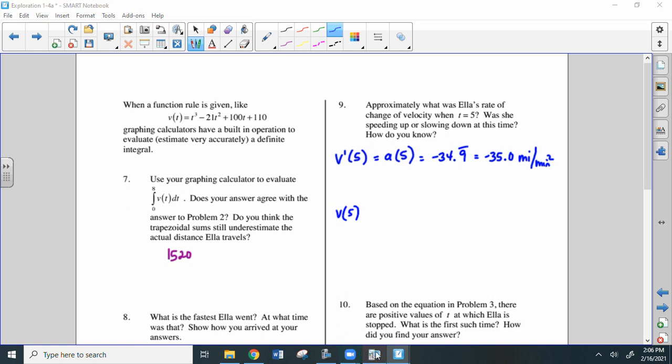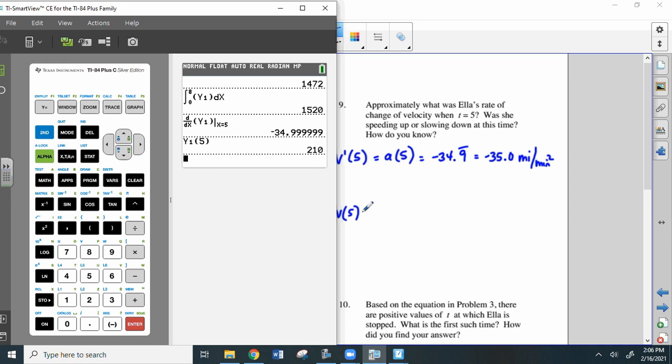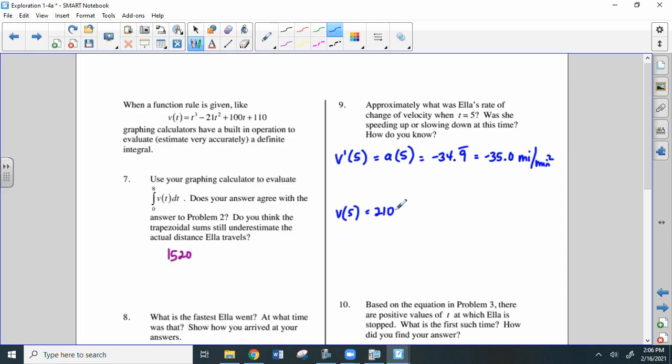So my calculator, how do I just find the velocity at time 5? Well, then I literally just need to plug 5 into y1, right? And that is 210, and that would be miles per minute if we're keeping up with our units. All right, so her acceleration is negative 35 miles per minute squared, and her velocity is 210 miles per minute. Well, remember, you're comparing the signs, right? So we've got a negative and a positive, which means Ella is slowing down.